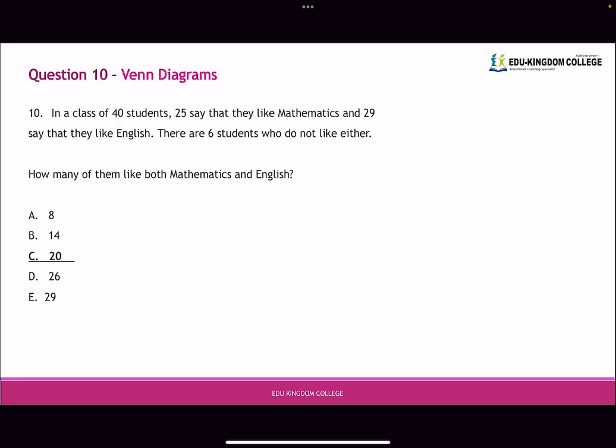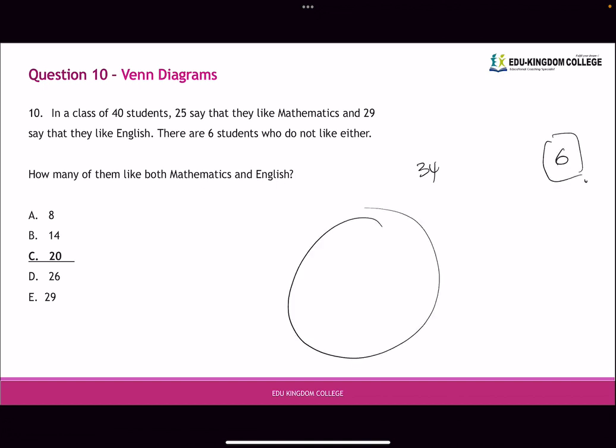Question 10, I think it's our second last question. We have a class of 40, 25 like maths, 29 like English, and there are 6 students who don't like either. If we add that up, that's actually more than 40, which means that one or more students can like both, and they'll count as 1 in both categories. So there's 6 who don't like either, which means that only 34 liked English or maths, or both. So we've got 34 to work with, and 6 are kind of outliers.